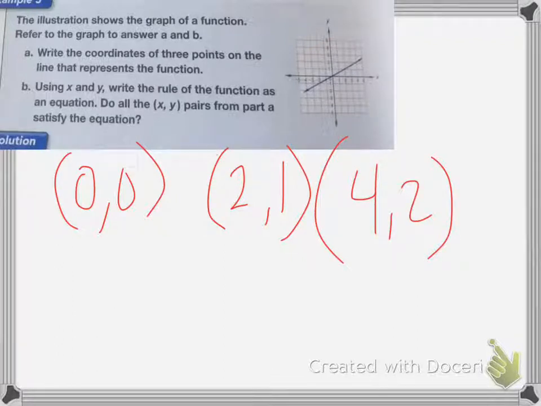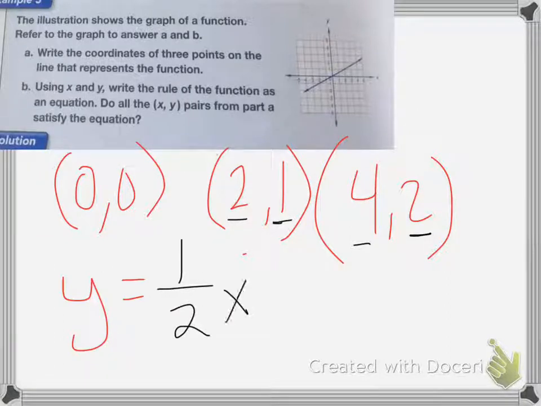For B, using x and y, write the rule of the function as an equation. Do all xy pairs from part A satisfy the equation? So I chose these 3. So I need to do a y equals something. So if you look, y is going to be half of x. 2 divided by 2 equals 1. 4 divided by 2 equals 2. So y equals 1/2 of x for each point on the line.